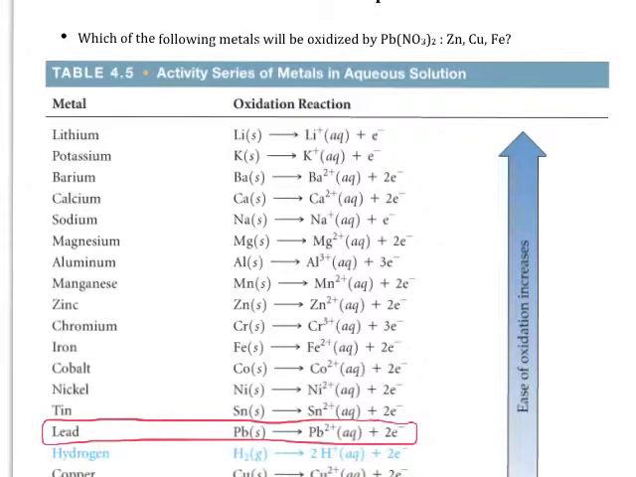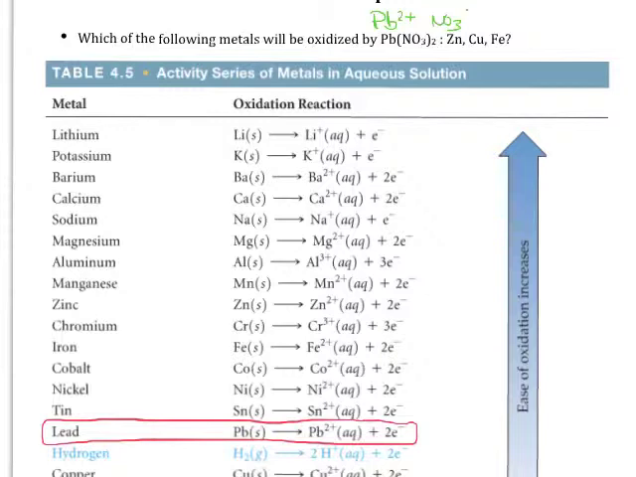because if I think about the formula of lead nitrate, I know that my lead cation is Pb2+, and then nitrate is NO3 with a negative charge. So I know that I've got this lead ion, this lead cation, and I'm trying to figure out which other metals it can oxidize. And I do that by checking the place of the other metals in the activity series.